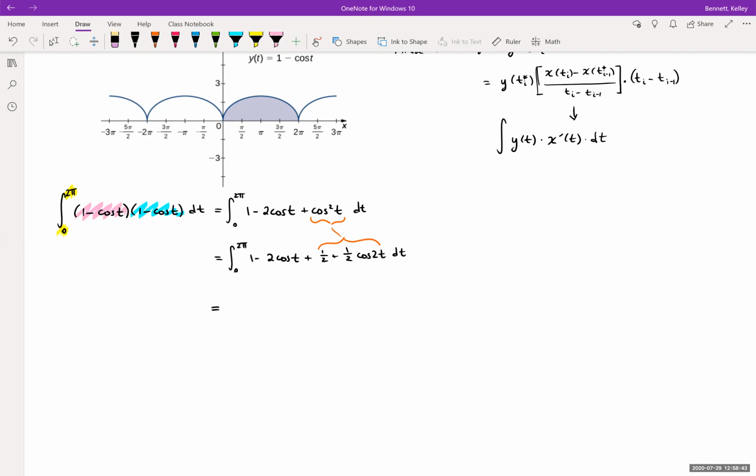I can just go ahead and integrate now. So I'm going to get t minus 2 sine t plus 1/2 t plus 1/4 sine 2t, and I'm evaluating that from 0 to 2 pi. Simplifying this, I'm going to get 2 pi minus 0 plus pi plus 0 minus 0 minus 0 plus 0 plus 0. And so the area under this curve is 3 pi.